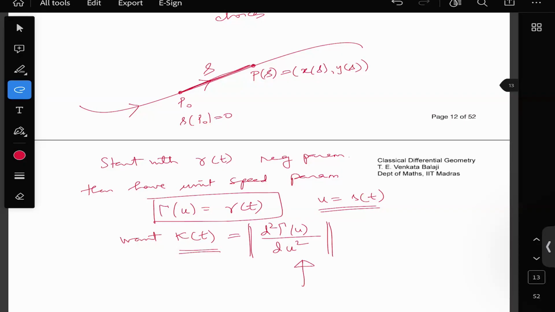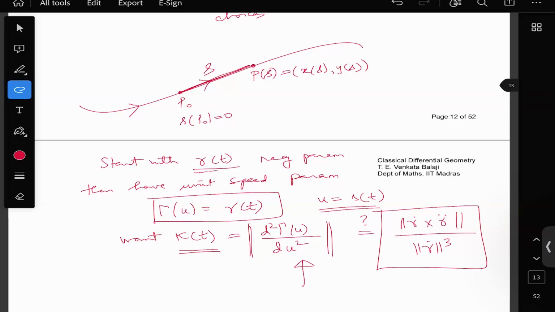And what we want to arrive at is that this is equal to this formula: gamma dot cross gamma double dot by norm gamma dot the whole cube. This formula is useful because you already have this small gamma, so it is easy to compute. Notice that capital gamma is not easy to compute, and therefore this is also not easy to compute, but we are proving this is the same as that. So you only theoretically need the existence of a unit speed parameterization, but you never use it.